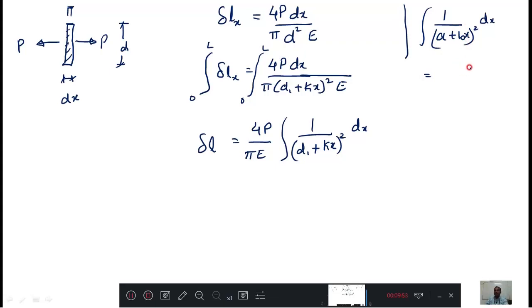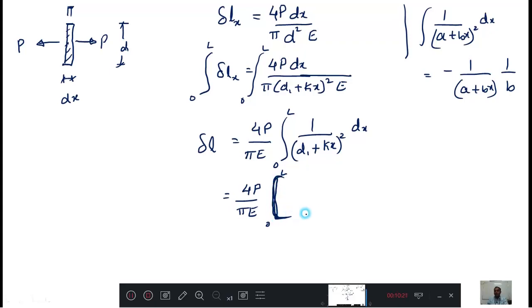is minus 1 by (a plus bx) into 1 by b. This is the integration of this one. That I will write here: 4P by pi E into integration, this is of course 0 to L. Sorry, the integration is over now. I will do the integration directly, I will write it in a bracket.